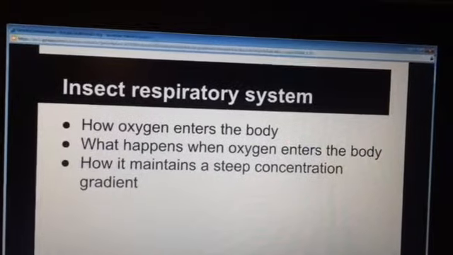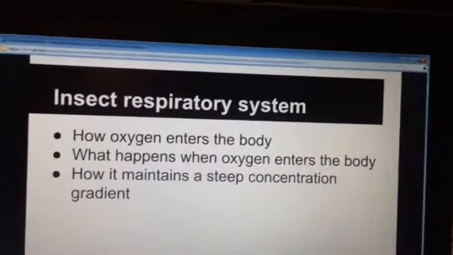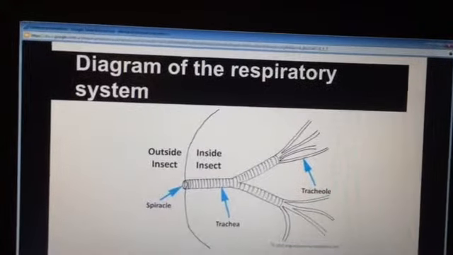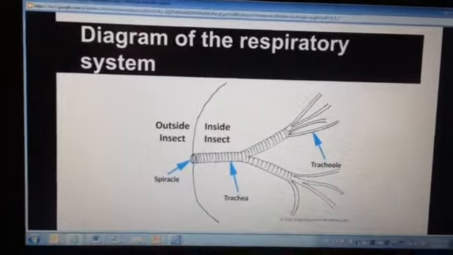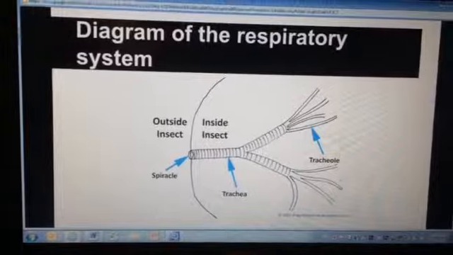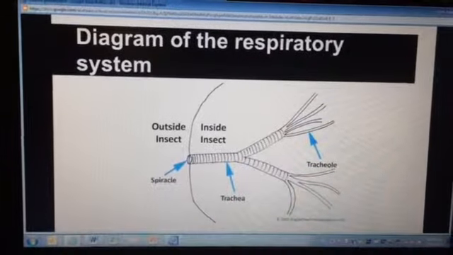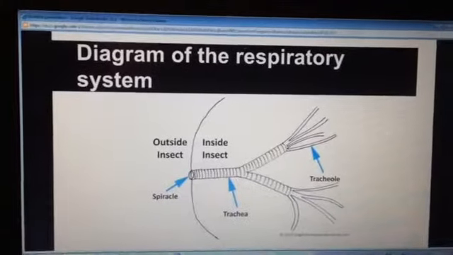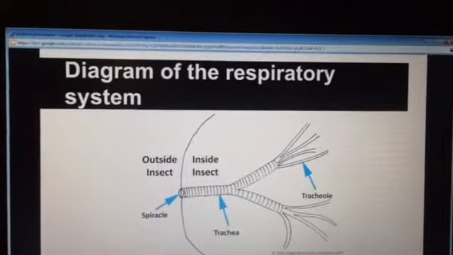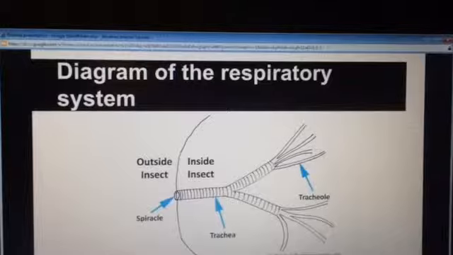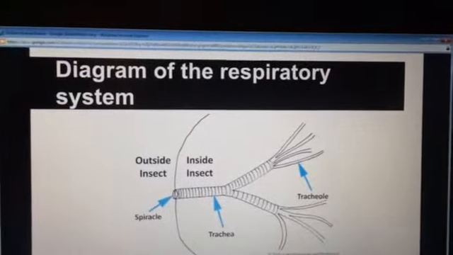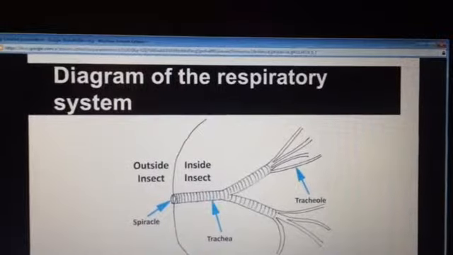Insect respiratory system. How oxygen enters the body. Air enters the insect's body through valve-like openings in the exoskeleton. These openings, called spiracles, are located along the thorax and abdomen of most insects, usually one pair of spiracles per body segment. Airflow is regulated by small muscles that operate one or two flap-like valves within each spiracle.